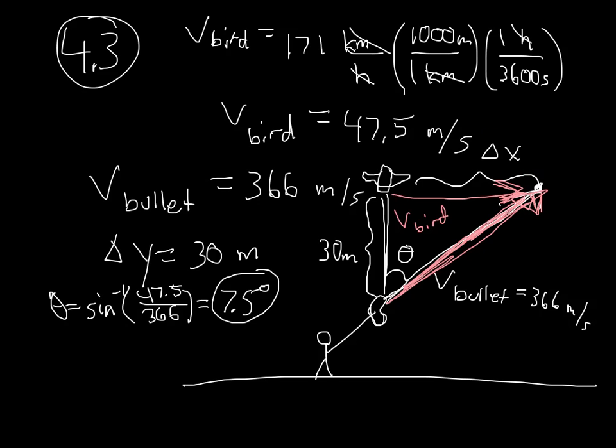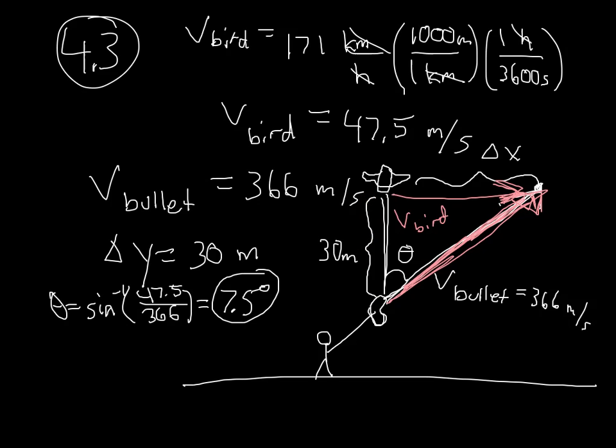Do I know any other sides of this triangle? Do I know what the hypotenuse is in terms of a distance? No. I'm trying to find a distance. Delta x is a distance. So I don't know the hypotenuse. I'm looking for this. How about the adjacent side? Do I know that? Yeah.